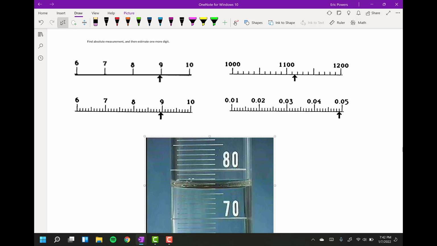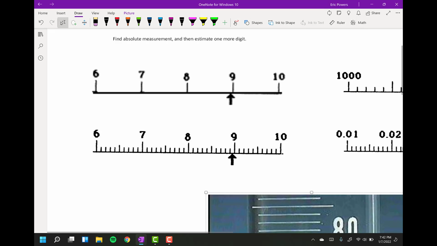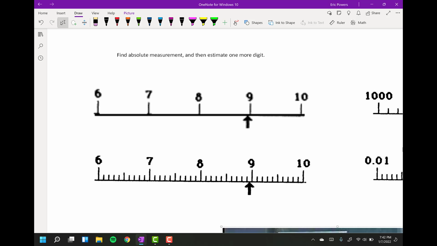Right, so what we're going to be looking at here is how to take proper measurements, being able to know how far out we can go with our decimal places, and tie it in with our significant figures. So let's imagine with this example right here, we're going to try to figure out where this would be and give it a proper measurement. So the rule is that we are going to be looking for the absolute measurement and then estimating one more digit. All right, that's the thing here.